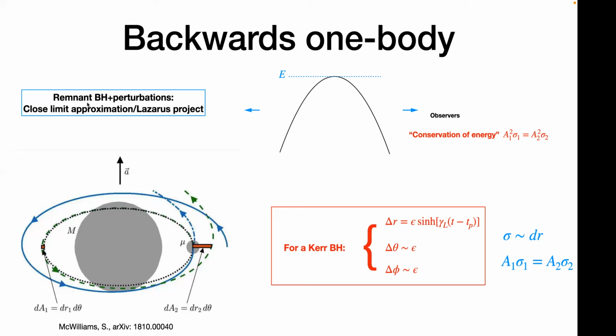Once we can construct some Cauchy initial data on a Cauchy surface, we can then evolve that initial data using black hole perturbation theory. In this way, we can get an approximation for the ringdown signal. Within the close limit approximation, the data was constructed analytically, whereas in the Lazarus project, the data was constructed numerically.